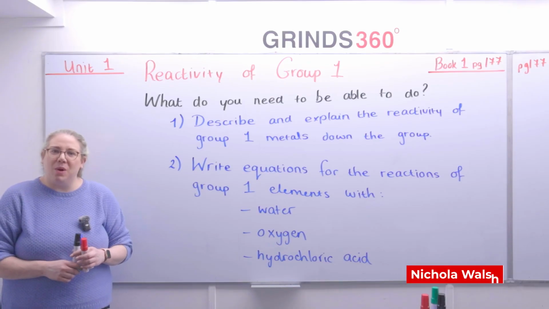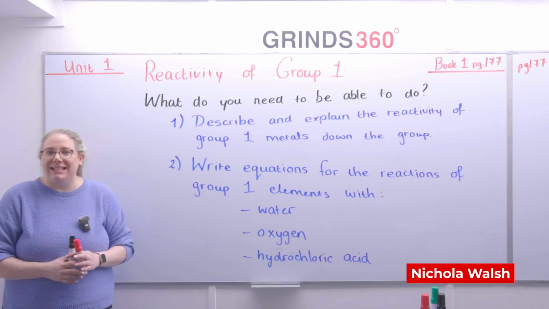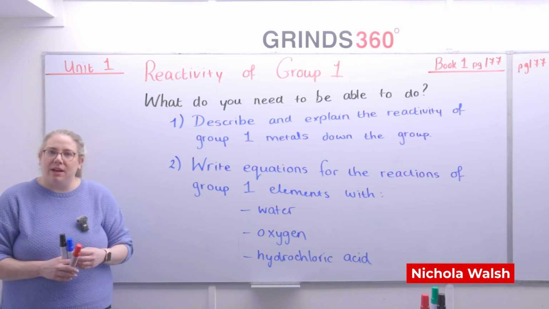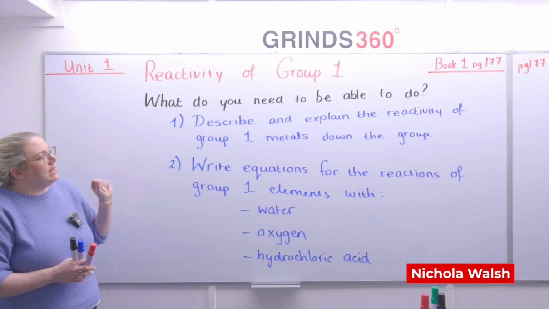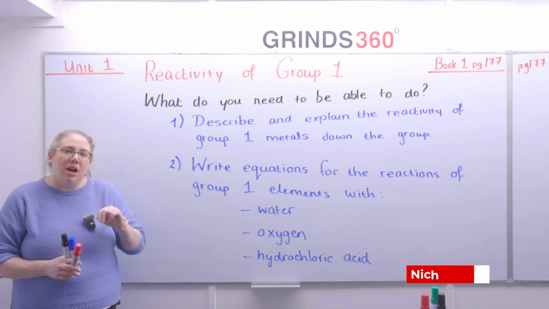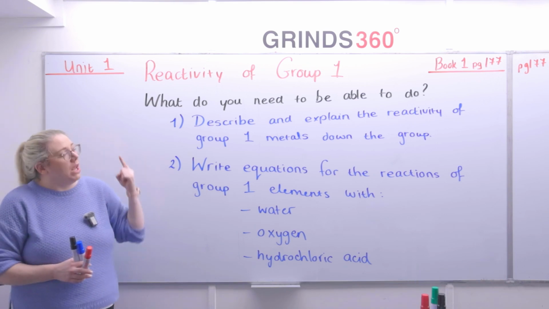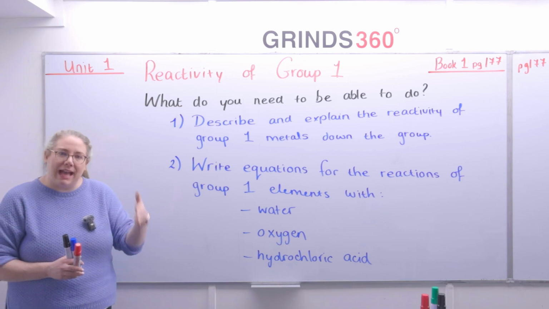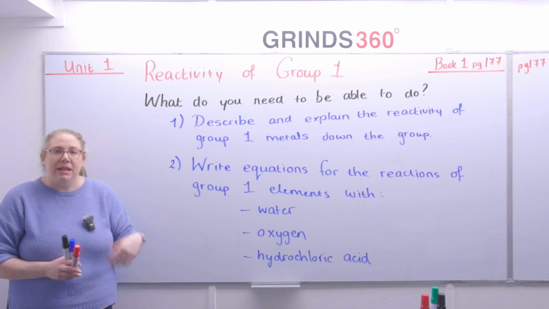Back. In this class, we're going to talk about the Group 1 reactivity. So these are the elements that are found in Group 1 of the periodic table. What do you need to be able to do? So for the exam, there's not a whole lot the examiner can ask you here. Number one, you need to be able to describe and explain the reactivity as you go down the group in Group 1. So does the reactivity increase or decrease?